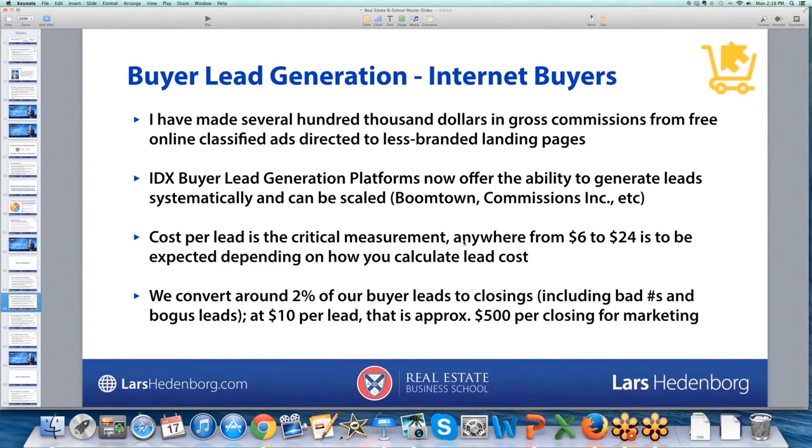Our conversion rates aren't real good. We generate so many leads, it's even tough to slow down the number of leads because of the number of listings that we have. But if we include bad numbers and bogus leads, we're converting about 2%, probably even a little bit less than 2%, to closing. We're scaling down our lead generation because we just don't need the leads at this point. We have about 75 listings, and the yard sign calls are where we really want to focus. But at about $10 per lead, that puts us at about $500 per closing for marketing.